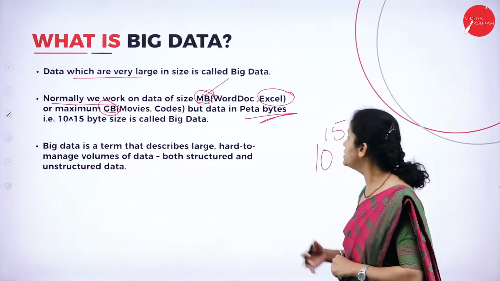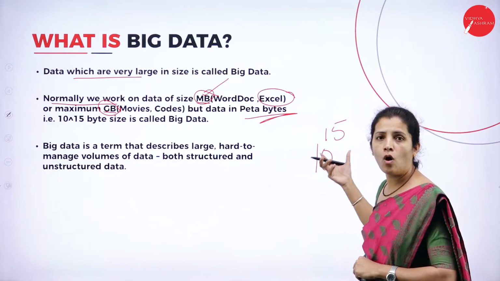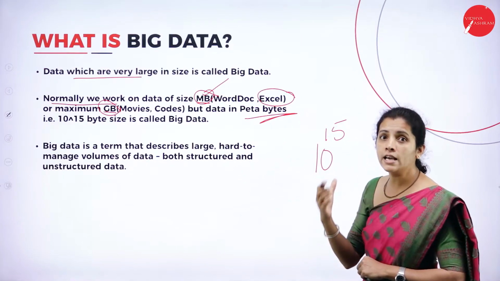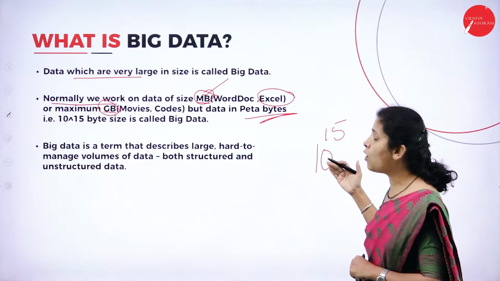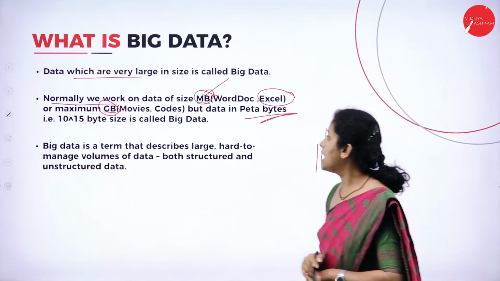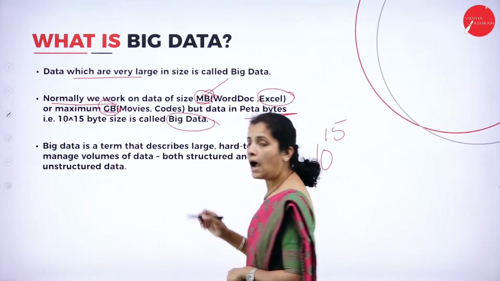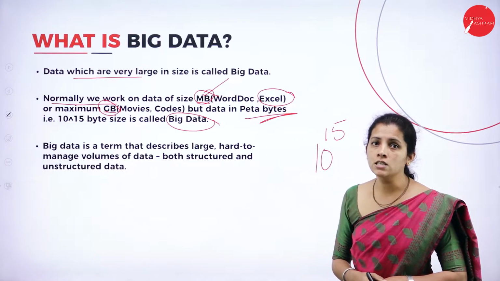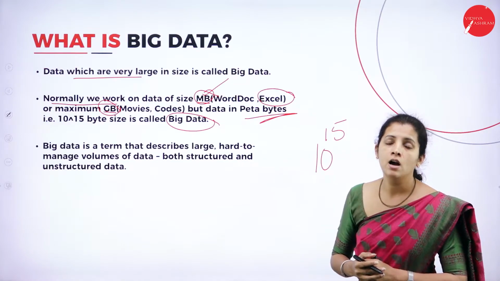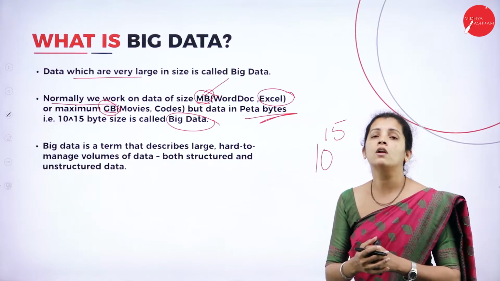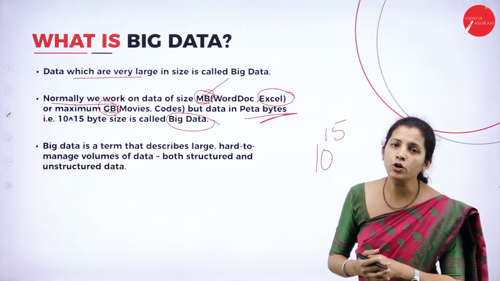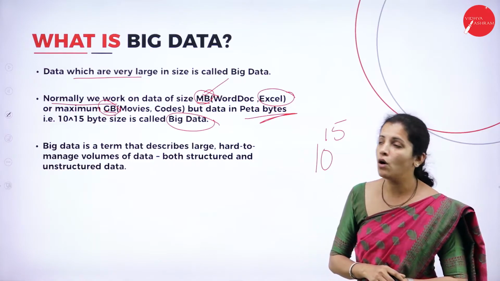So the size of the data which is in the form of petabytes, or in the form of yottabyte or zettabyte, is known as big data. And the question arises, from where are we going to get a massive amount of data? From social media, or if I consider communication, once again I'm going to get a massive amount of data.